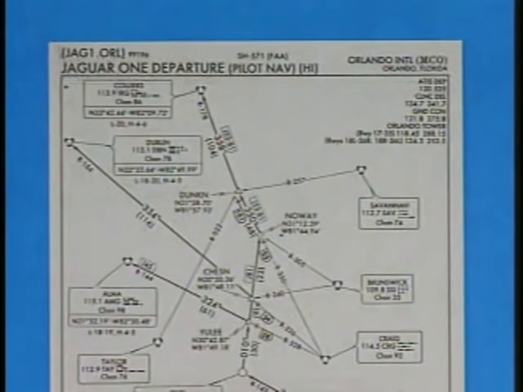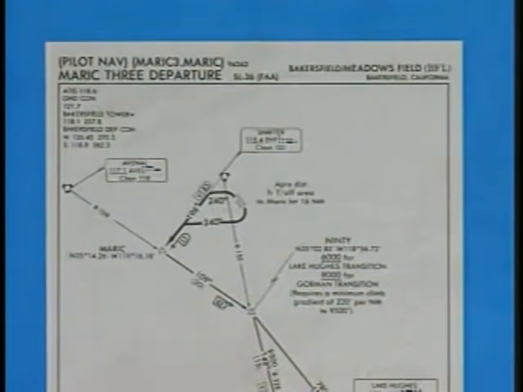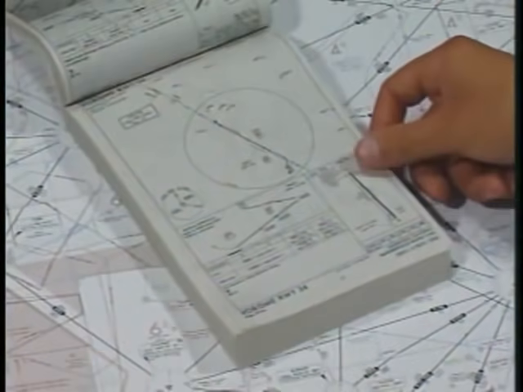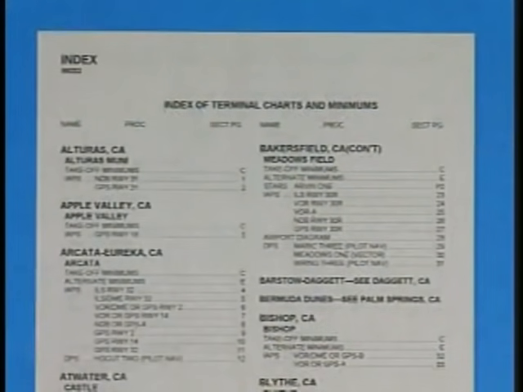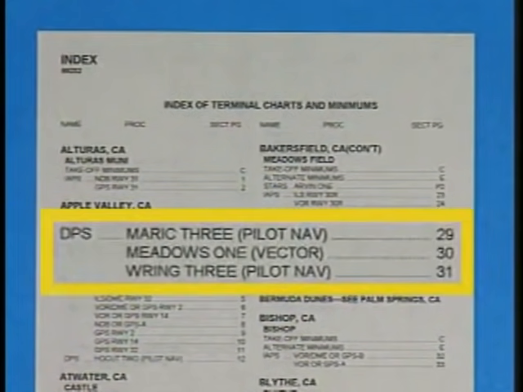Now let's take a look at a few typical DPs and see how they are constructed and what each part means to you. For ease of access, DPs are located immediately following the approach and airport charts for the respective airport. If multiple DPs exist, they are filed alphabetically by the DP name. The index at the beginning of each booklet shows which airports have DPs available.